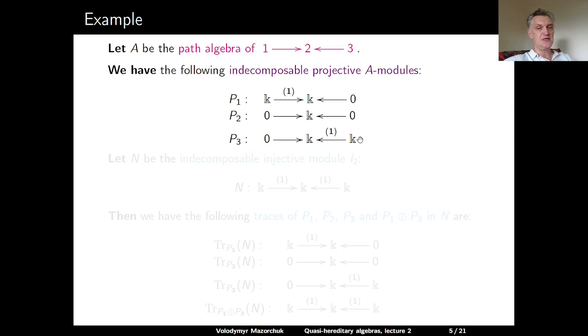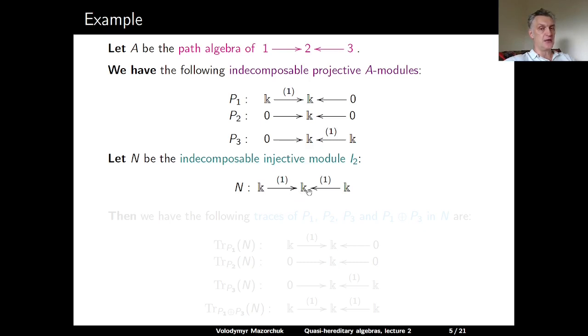And the module P3 starts at 3, so it's one-dimensional at 3, and then we have an arrow to 2, so it's also one-dimensional at 2, and the arrow between these two is the identity map, and it's zero-dimensional at 1. Now let's take as n the indecomposable injective module I2. So this module terminates at 2, and then we go against the arrows.